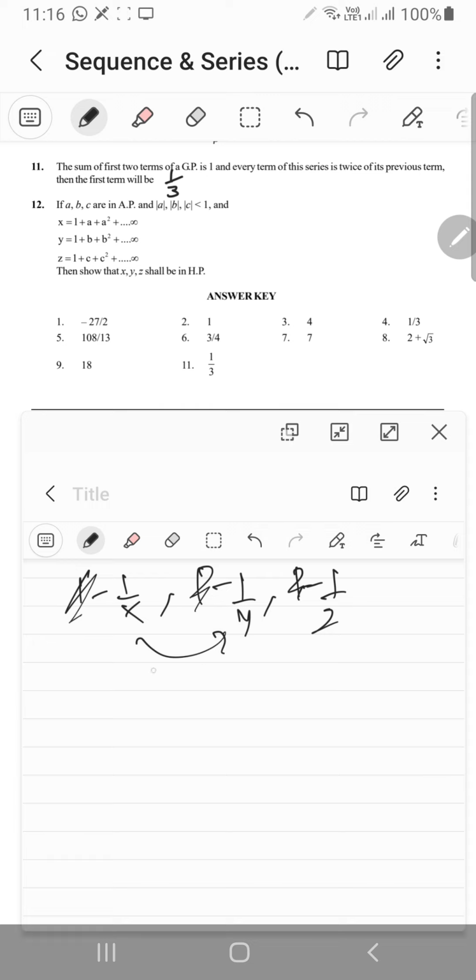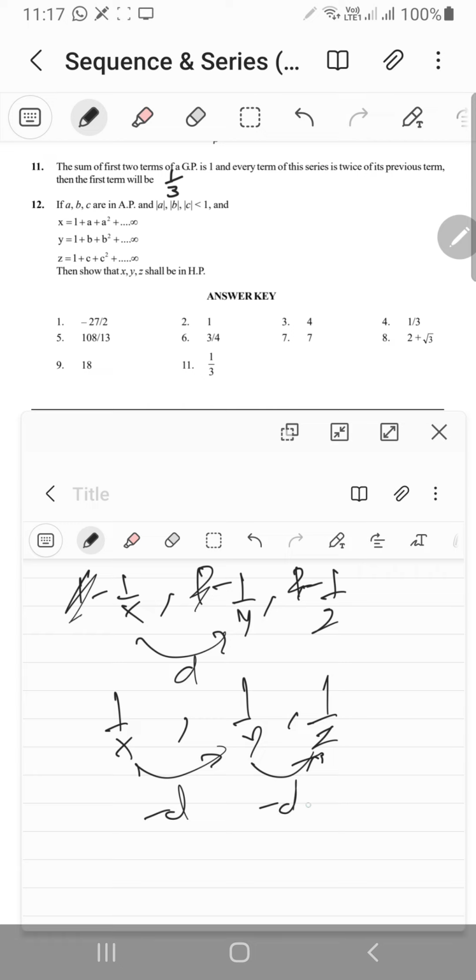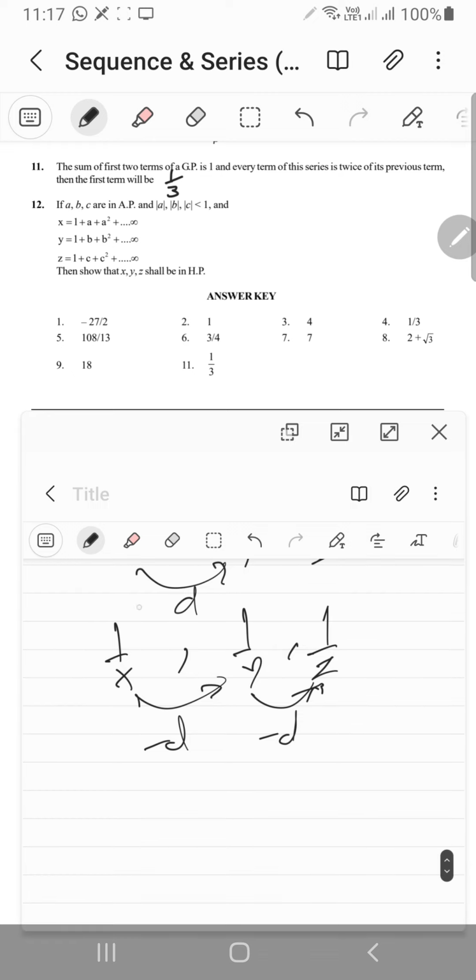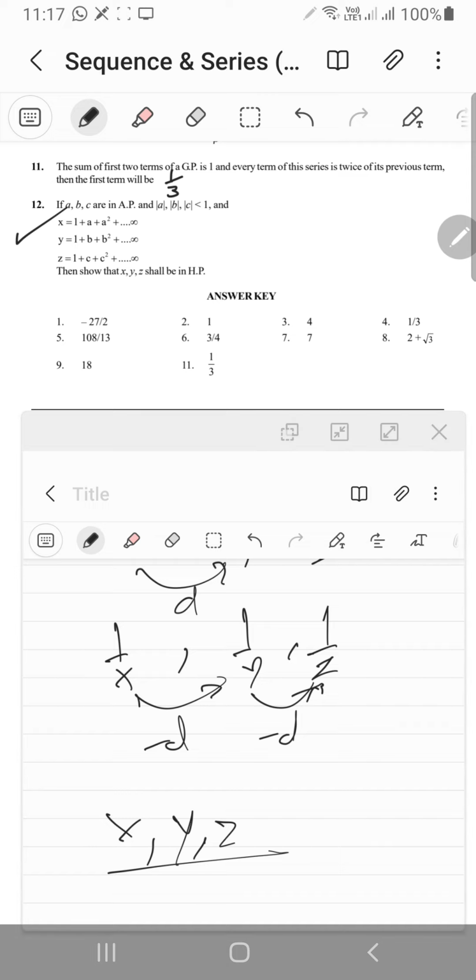Right, if this difference is d, then 1 upon x, 1 upon y, 1 upon z will have difference -d, so it's still an AP. So yeah, reciprocals are in AP, so they are in fact in HP. These are in HP. Cool, it's done as well.